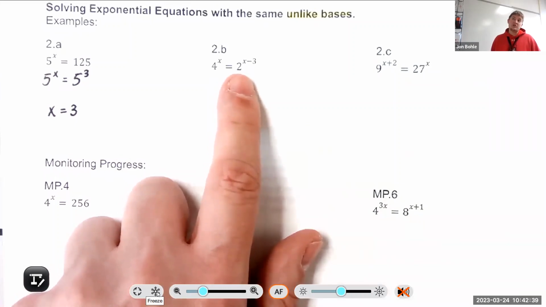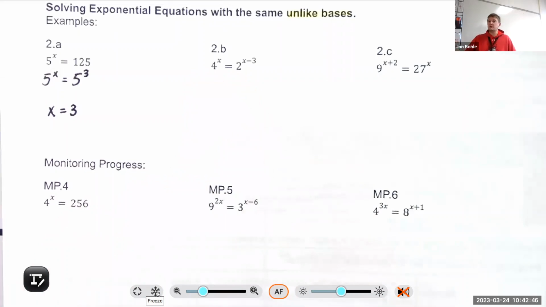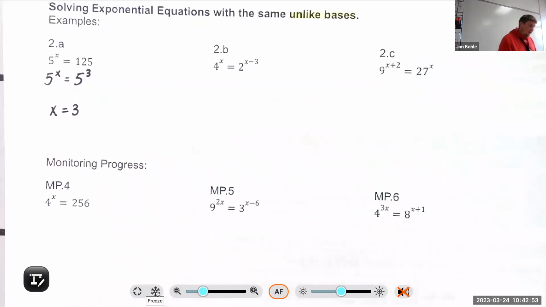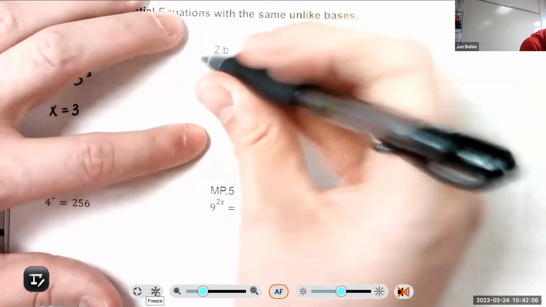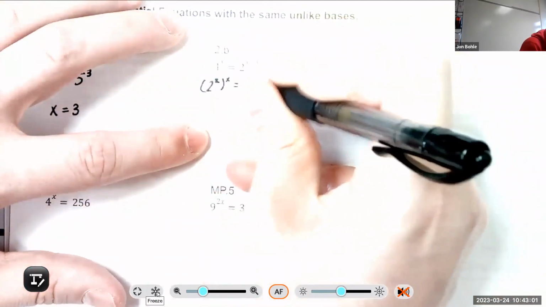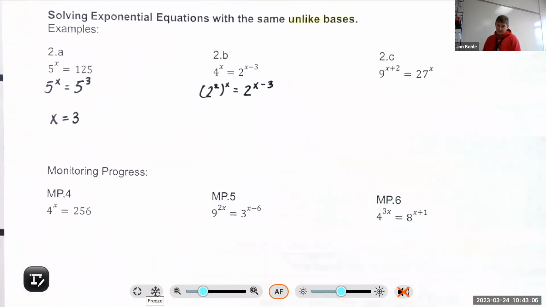So the question is, if I want to try to get it to a base of 2, this base is already done, the right one. But what about the left one? Can I rewrite 4 as a base of 2? Yes, I can. 2 to what power is 4? The second. So instead of 4, what can I write? And now you're going to have to start remembering some of those exponent properties. Because I can rewrite 4 as 2 to the second power. But now I have 2 to the second power to the x power.